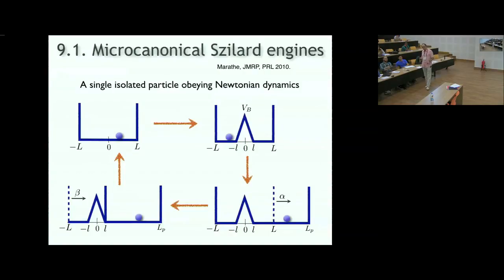And in this cycle, because we have this expansion, the particle is lowering its energy, and this energy is something that we get as work, if you like. So we can cool down the particle. We can get energy from the particle.